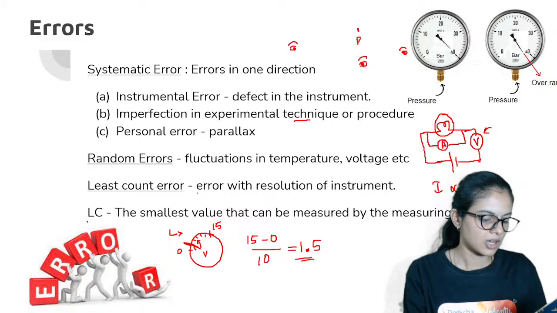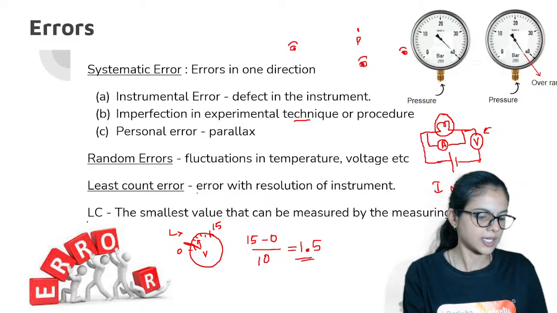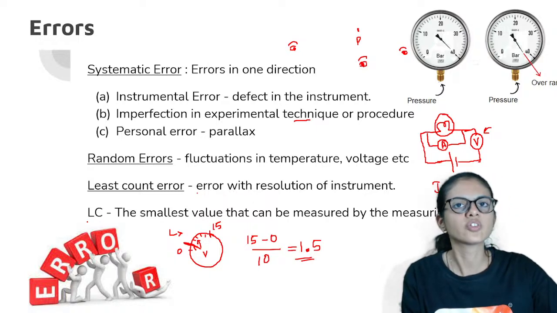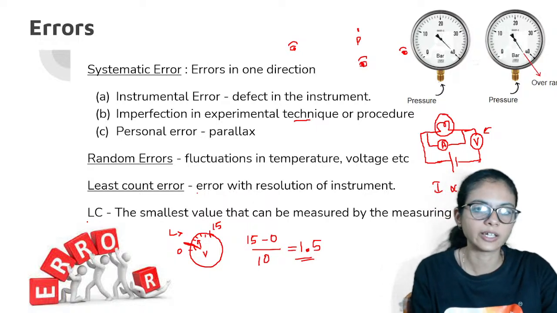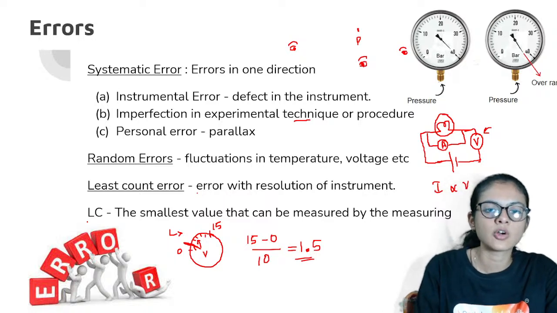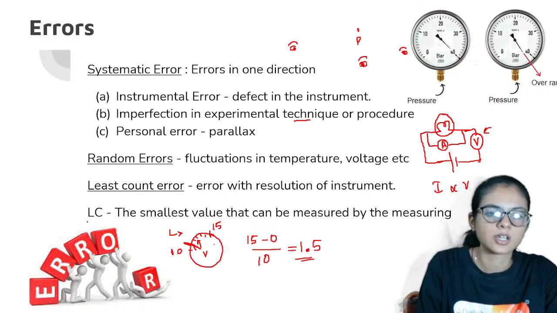Okay, 15 by 10. Yes, it's also right. Actually, what is the value you'll get if you divide 15 by 10? It's again 1.5, right? So why am I using this 0? Because in the instrument, if instead of 0 it is 1 here, then the whole calculation changes, right? So for that purpose only.